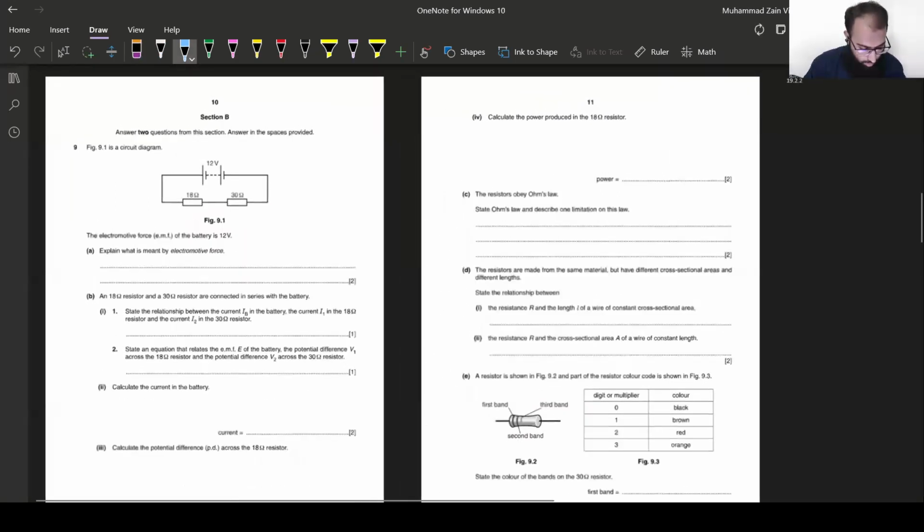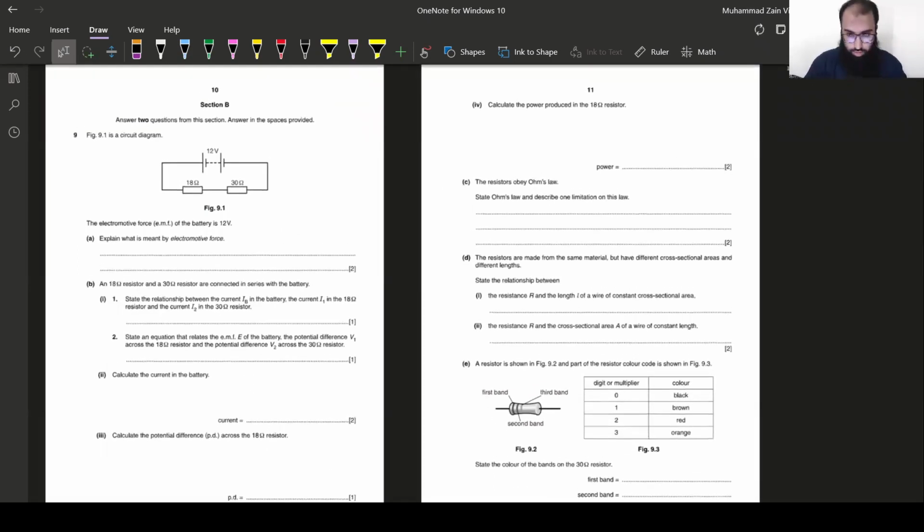So there's this question. Explain what is meant by electromotive force. EMF is the energy converted from non-electrical to electrical form per unit charge, or the energy required to drive a charge through the whole circuit. Both are correct definitions, and you could write both of them and you'll get the 2 marks. The next part, which is the proper part we're going to do, part B: an 18 ohm resistor and a 30 ohm resistor are connected in series with the battery.